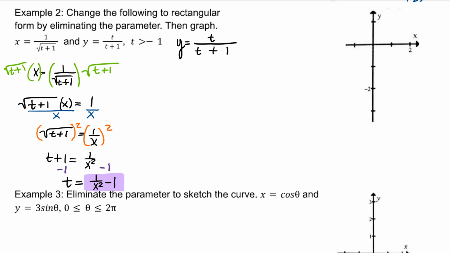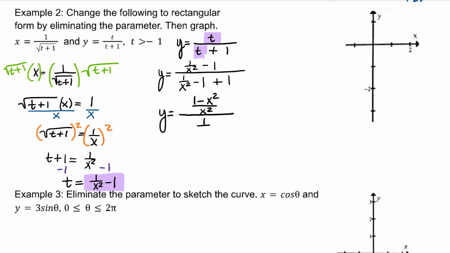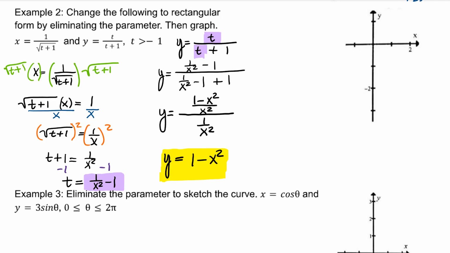Now that we've solved for t, we can plug in 1 over x squared minus 1 for t in the y parameter. Notice the only possible values of t are greater than -1. Otherwise, we'd have to take the square root of a negative.